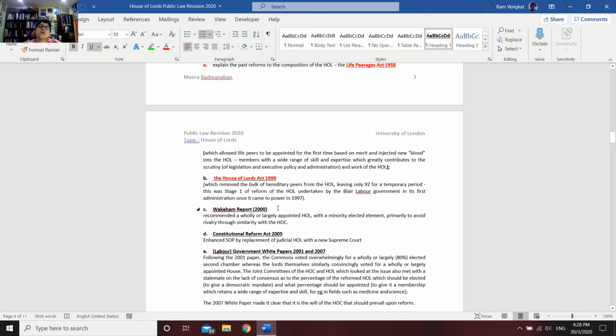So why get rid of the hereditary peers? Because they've got that title as a result of who their father is. So that's not democratic, is it? So it's anomalous to have this kind of system in the 20th century and 21st century now. So therefore, the hereditary peers were removed. Now, so that was stage 1. After that, the Blair government got a bit stuck with the reform and they didn't know what to do next.